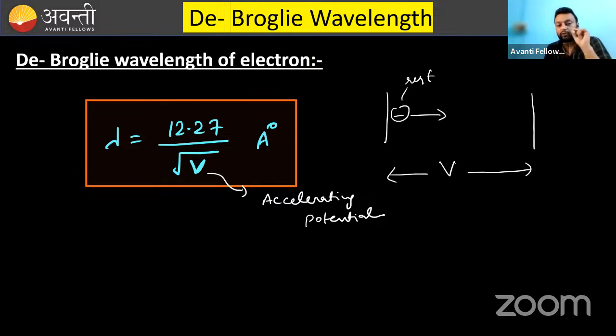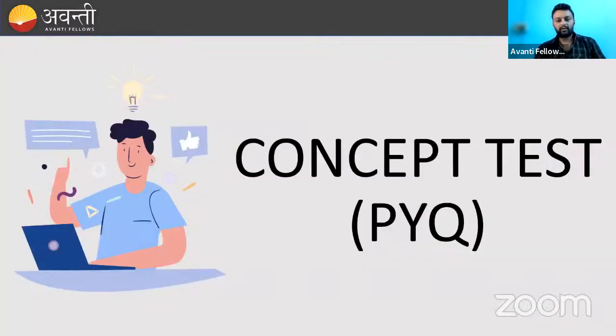Now again, I have told you this is in angstrom. If you want to calculate it in nanometer, what you will do? You will shift this decimal towards the left, and it will become 1.227 nanometer. I think this point was clear. Now there are only questions.